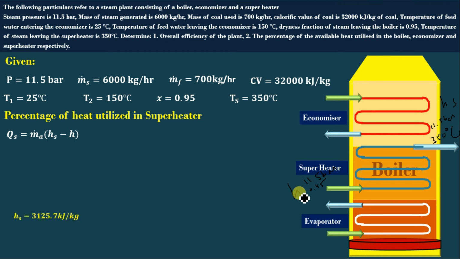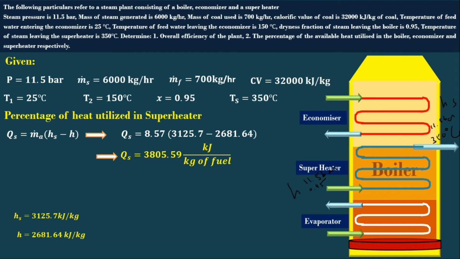That is, HS is equal to 3125.7 kilojoule per kg, and similarly H we found out in the last slide, that is 2681.64 kilojoule per kg. Substitute, that is 8.57 times 3125.7 minus 2681.64. QS becomes 3805.59 kilojoule per kg of fuel. How much do we have? We have 32,000. So the percentage of heat utilized in the superheater, QS divided by calorific value, becomes 11.89 percentage.